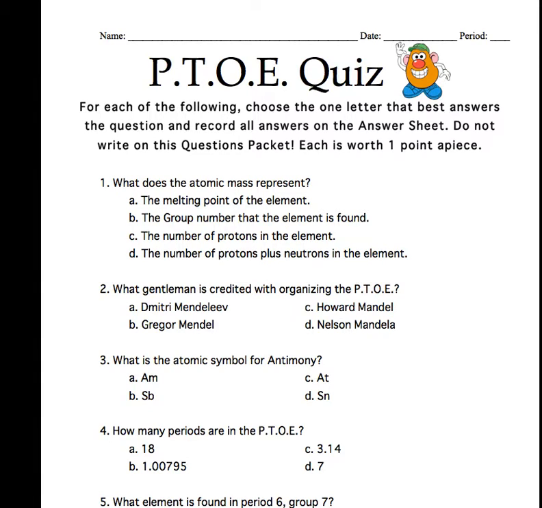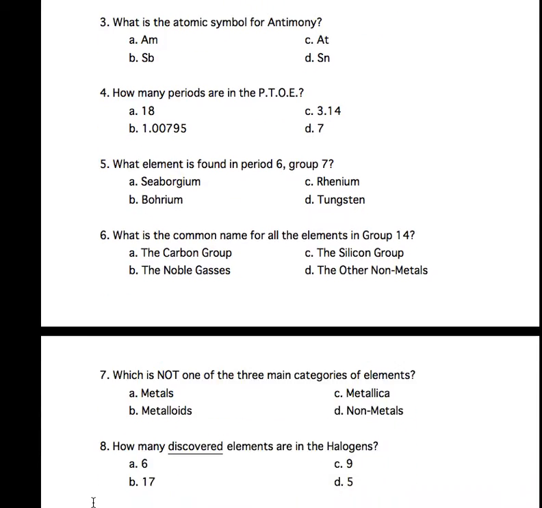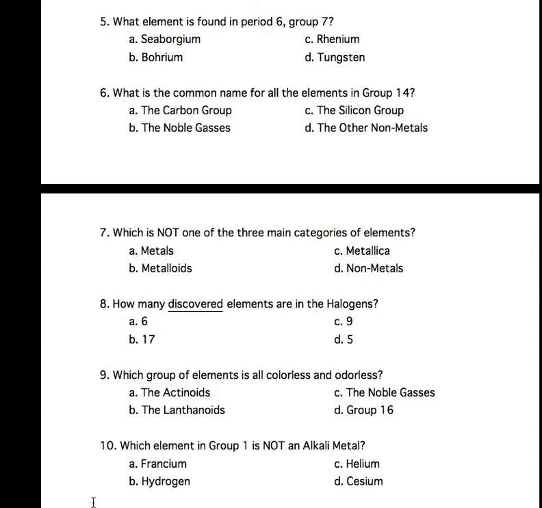Number 4. How many periods are in the periodic table of elements? Is it A, 18, B, 1.00795, C, 3.14, or D, 7? Number 5. What element is found in period 6, group 7? Is it A, seaborgium, B, borium, C, rhenium, or D, tungsten?